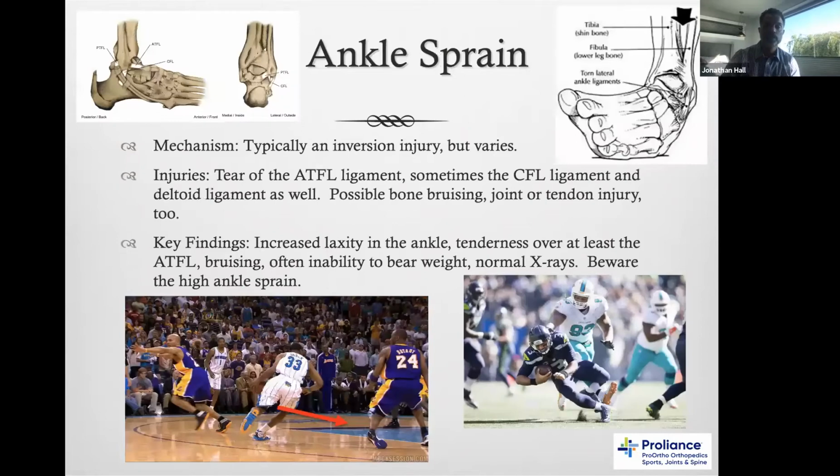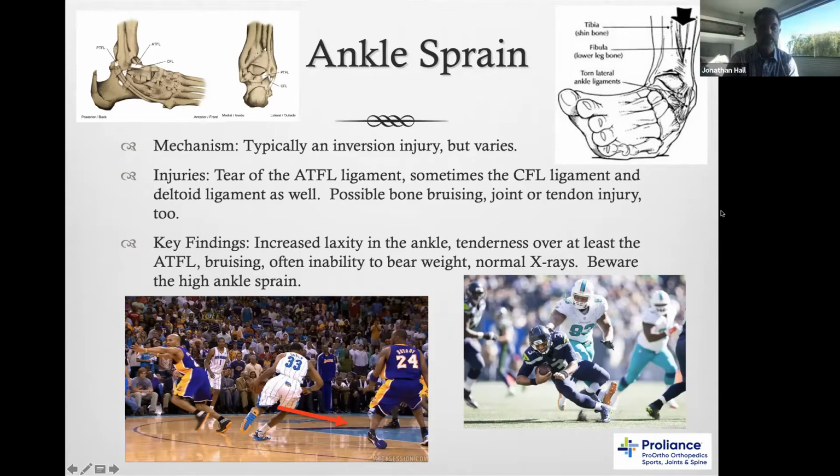So the ankle sprain is very common. You've probably had one. Almost everyone you know has had one. Typically this is an inversion injury. So the foot twists inwards, or supinates, as we say, and that tears the outside ankle ligaments primarily. If it's bad enough, it will tear the inside ankle ligaments as well, or if there's a different type of twisting mechanism.